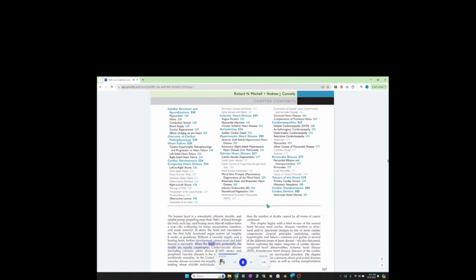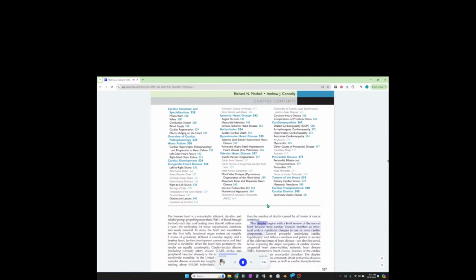When the heart fails postnatally, the results are equally catastrophic. Cardiovascular disease is the #1 cause of worldwide mortality. In the United States alone, cardiovascular disease accounts for roughly 1 in 4 of all deaths, totaling about 610,000 individuals each year, greater than the number of deaths caused by all forms of cancer combined.